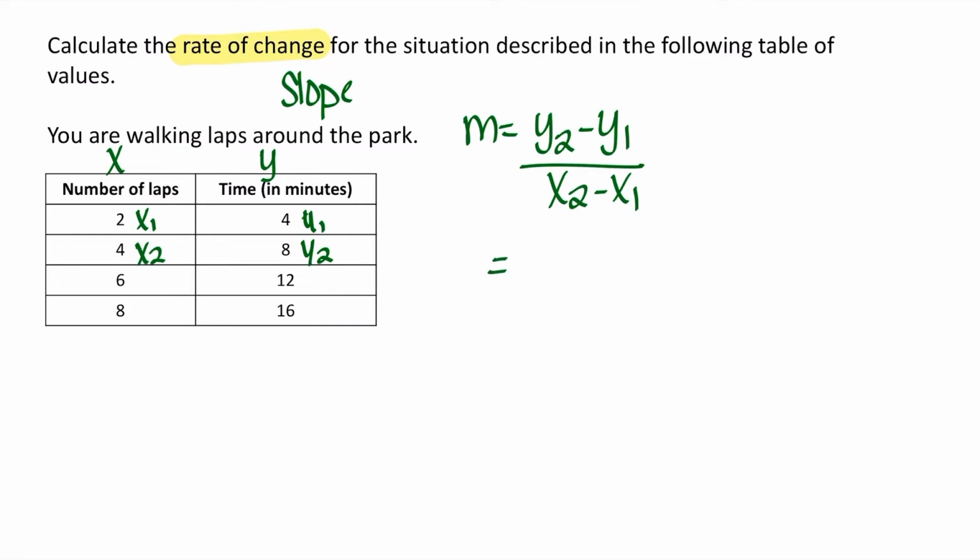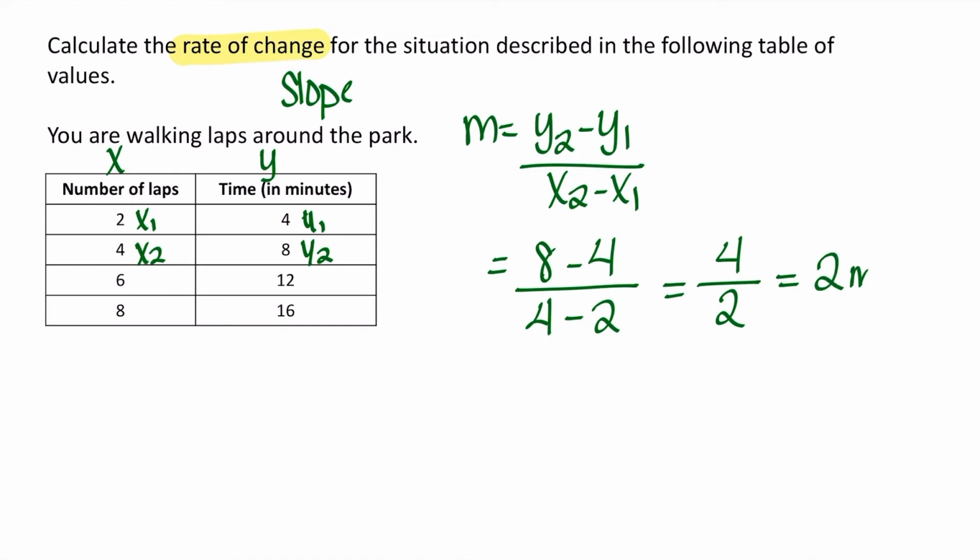When I do that, I have y2, which is 8, minus y1, which is 4, over x2, which is 4, minus x1, which is 2. Now we can simplify this. 8 minus 4 is 4, and that's over 4 minus 2, which is 2. So 4 divided by 2 is 2. So 2 minutes per lap is the rate of change for this function.